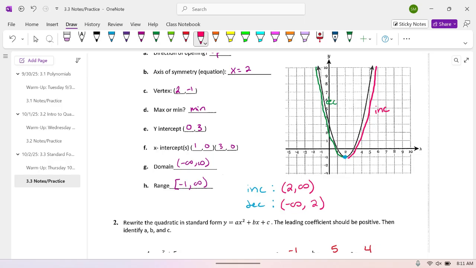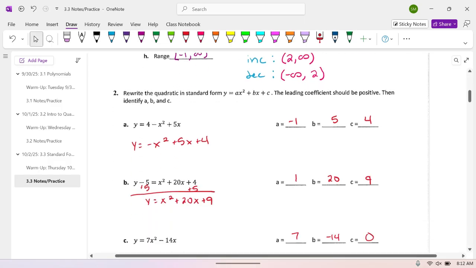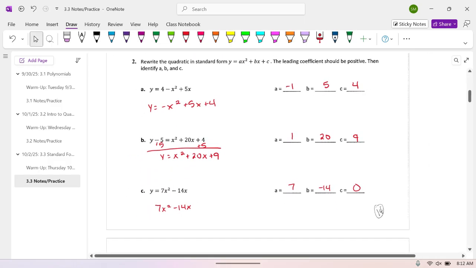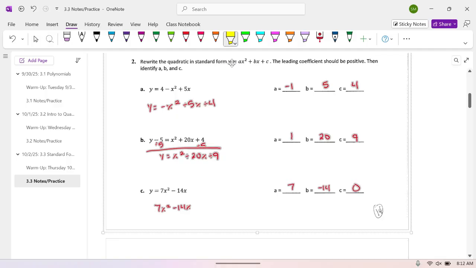Does everyone kind of understand increasing and decreasing a little bit better? All right. And again, use the pencil trick because honestly, it just gives you a better visual. Okay. Now, part 2 was they wanted you to put it into the standard form of a quadratic, which is y equals ax squared plus bx plus c. And they wanted you to state the leading coefficients.